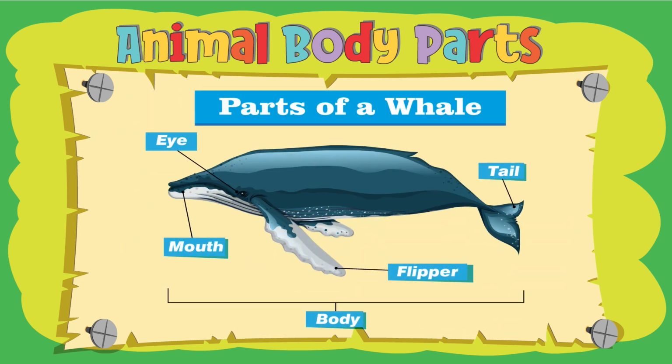Parts of a whale. A whale has eyes, a mouth, a body, flippers, and a tail.